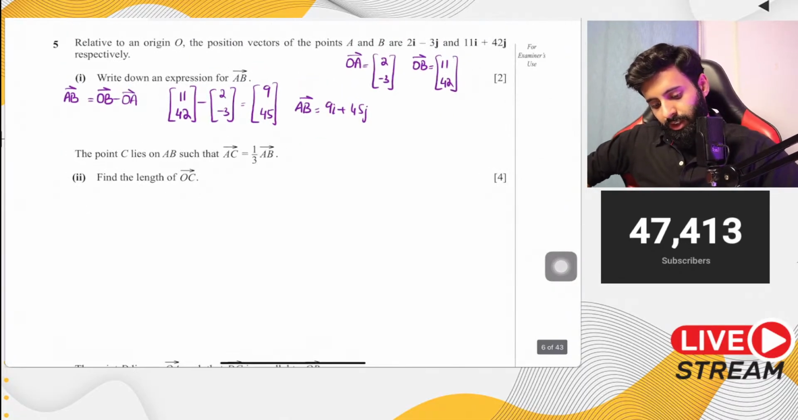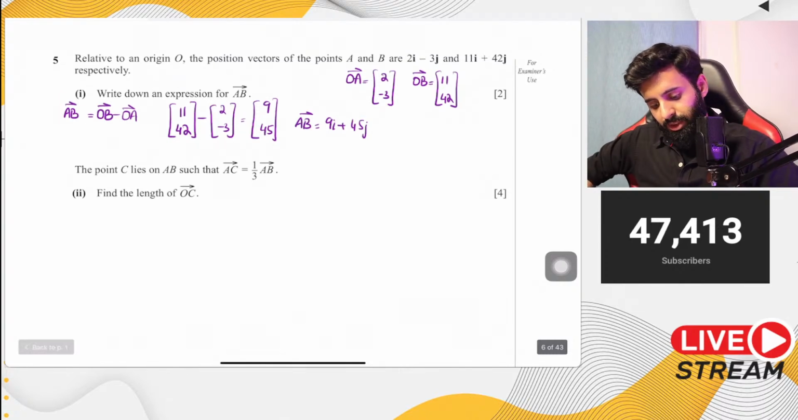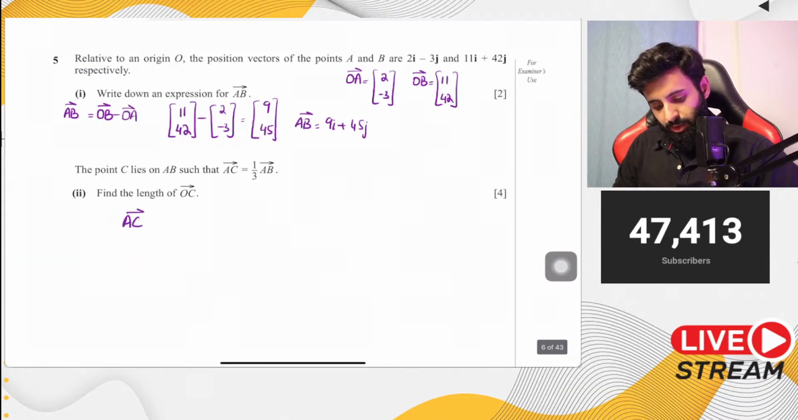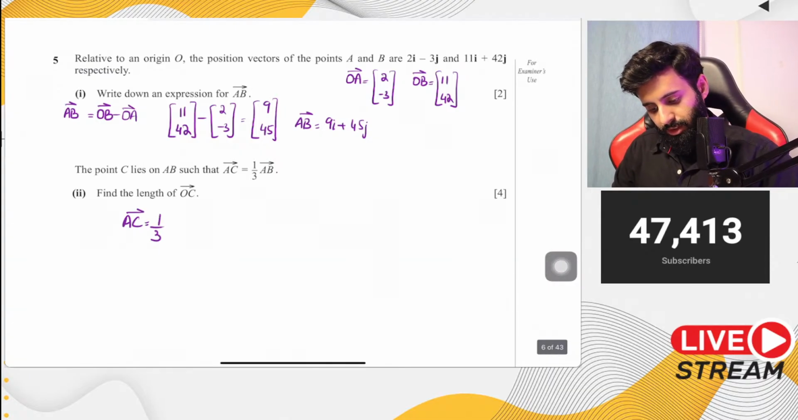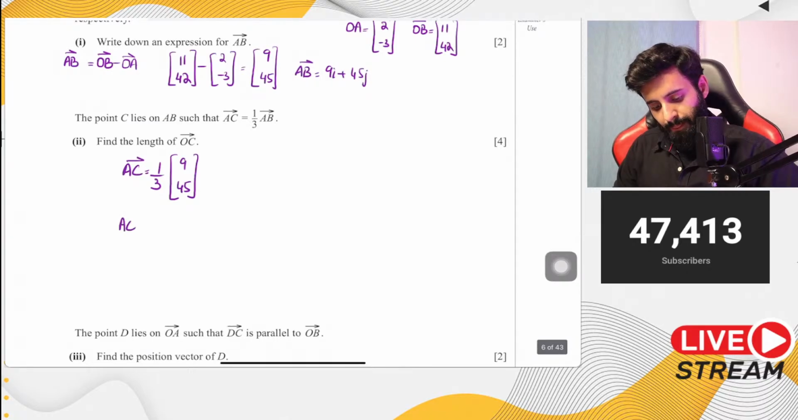Then it says the point C lies on AB such that AC is equal to 1/3 of AB. So AC is equal to 1/3 of AB. That means 1/3 of 9 and 45. So what's 1/3 of 9? 1/3 of 9 is 3. And what's 1/3 of 45? That's 15. So that's AC.